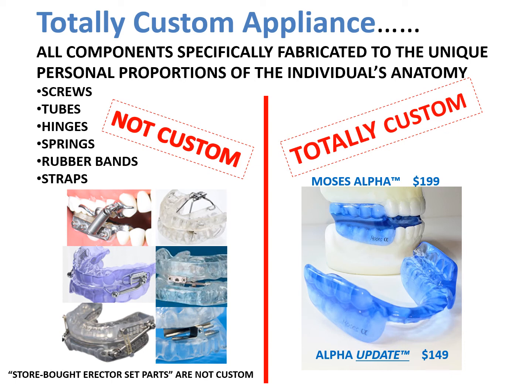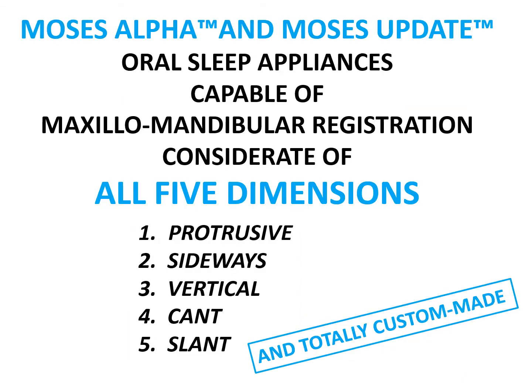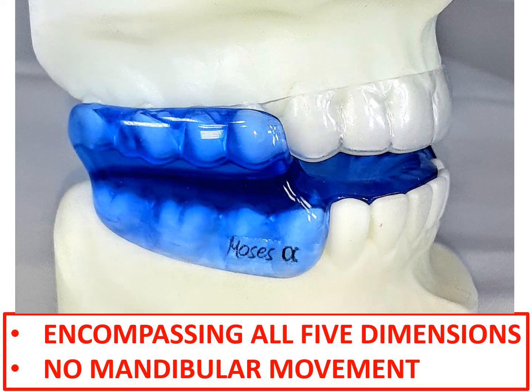Now, on the right, you see a totally custom appliance, the Moses Alpha, priced beautifully at $199 to you, and the Alpha Update, should you need it, at $149. Beautiful custom appliances. Moses Alpha and Moses Update. Oral sleep appliances capable of maxillomandibular registration considerate of all 5 dimensions. Protrusive, sideways, vertical, cant and slant, and totally custom made. There it is. It encompasses all 5 dimensions.